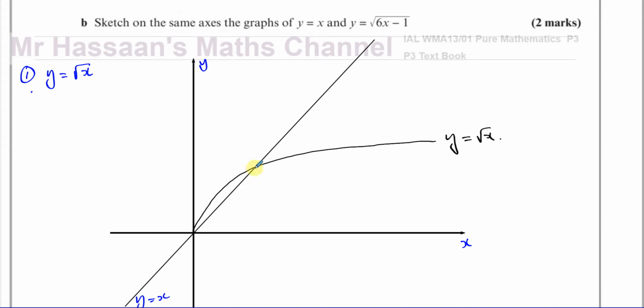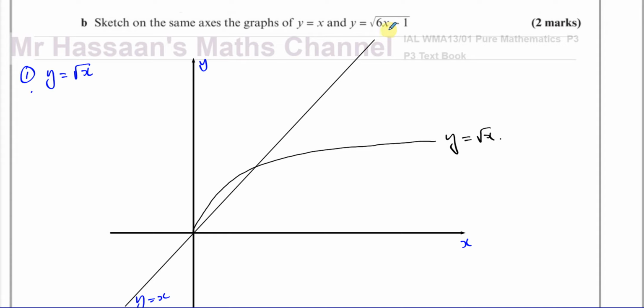That would pass through the point 1, 1, because when x equals 1, y equals 1. That's where this would pass through. That's where they would intersect at that point, because with y equals x and x equals 1, y is 1 as well. So they'd intersect at that point.